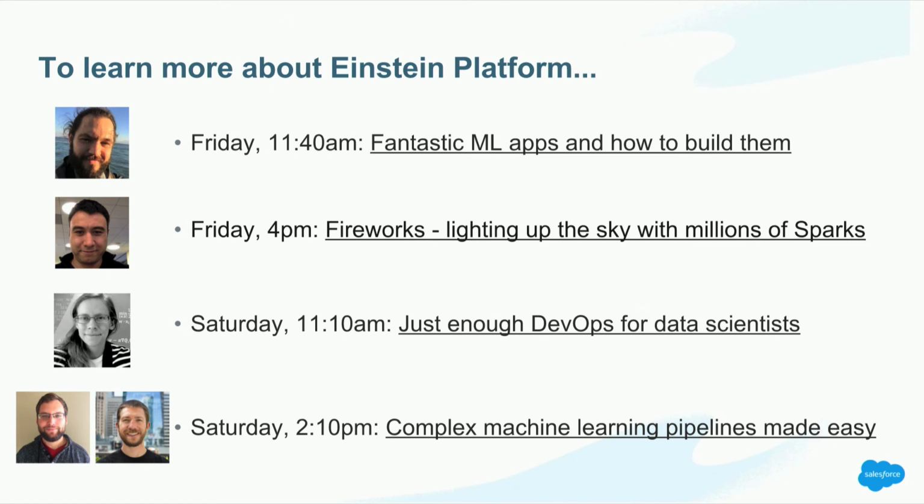Tomorrow, Matthew will be talking in depth about the Optimus Prime framework, which is heavy lifting all our machine learning workflows. And Thomas will be talking about our execution engine and how we manage to run a huge number of Spark jobs in parallel.